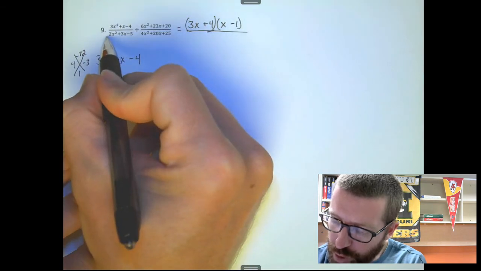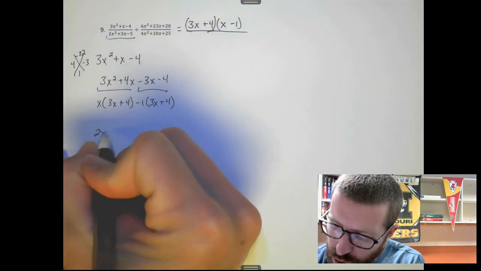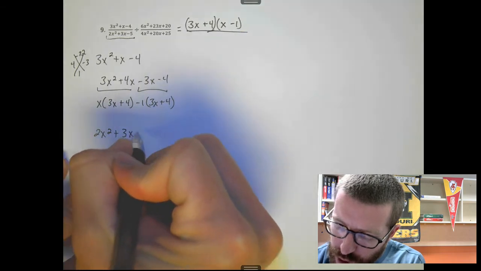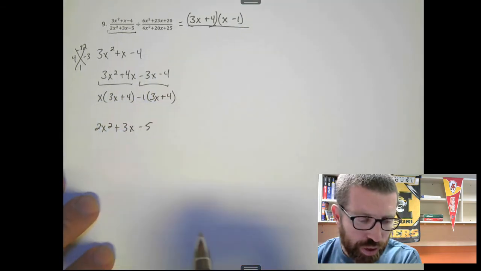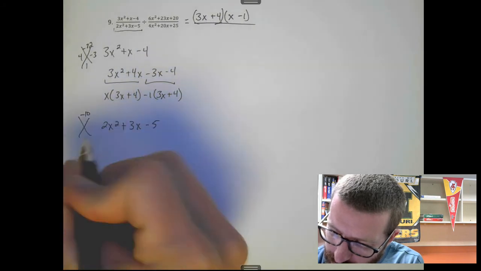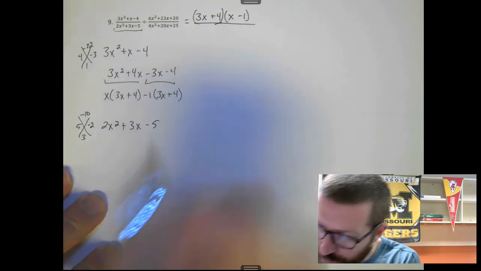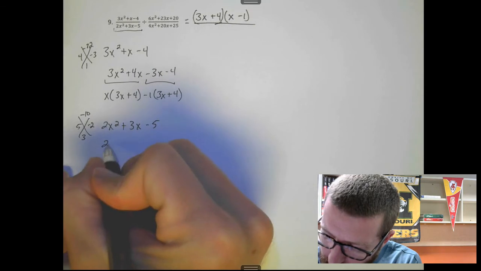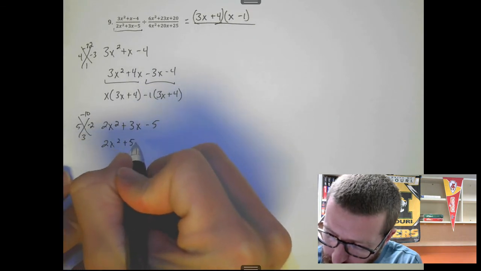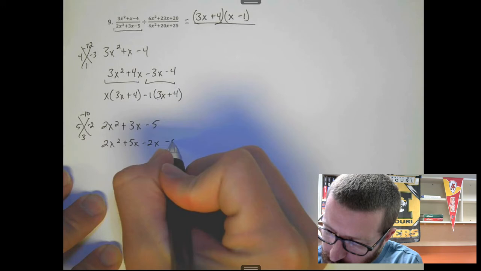Now we're going to factor this: 2x squared plus 3x minus 5. That's two numbers that multiply to negative 10 and add to 3. So that's 5 and negative 2. So 2x squared plus 5x minus 2x minus 5.